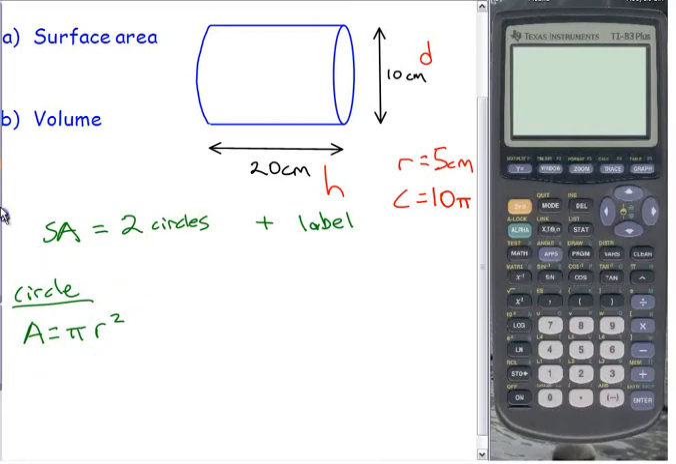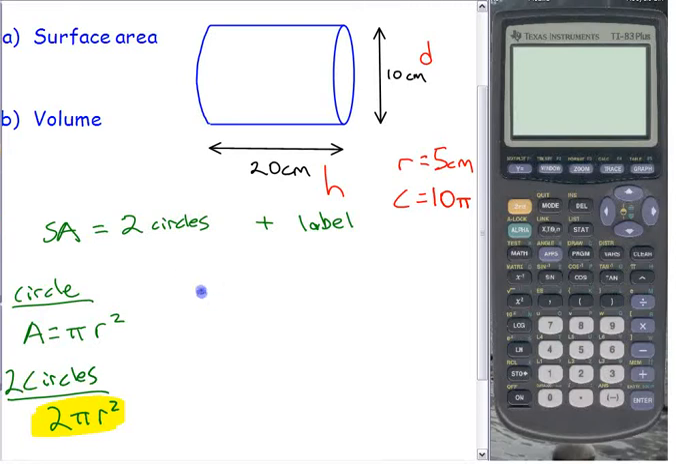What would the area of two circles be then? Two circles. I forgot the two. What would two circles be? It wouldn't be pi r squared. It would be 2 times pi r squared. This is the area of our two circles, right? 2 times pi r squared.